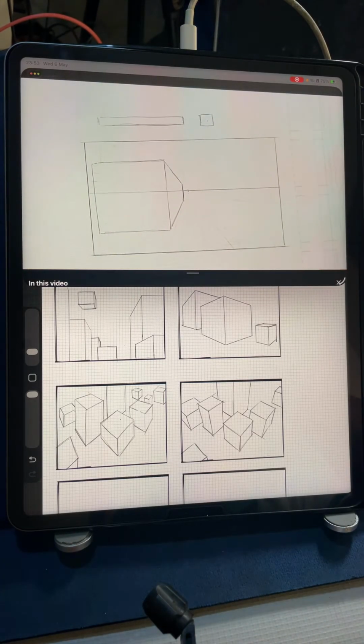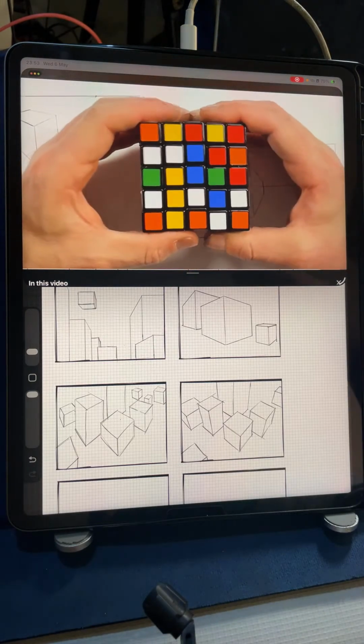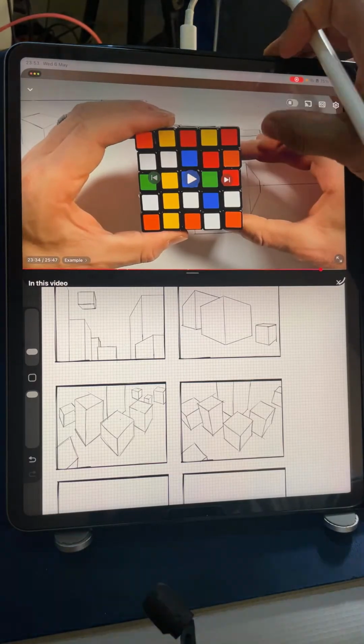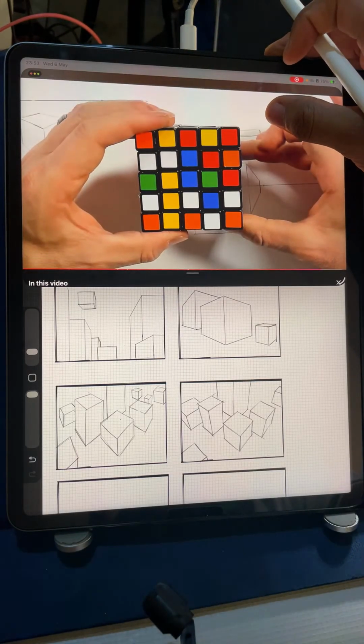And to really illustrate that, this is actually a Rubik's Cube. So it's a perfect cube. And you can see as I turn.